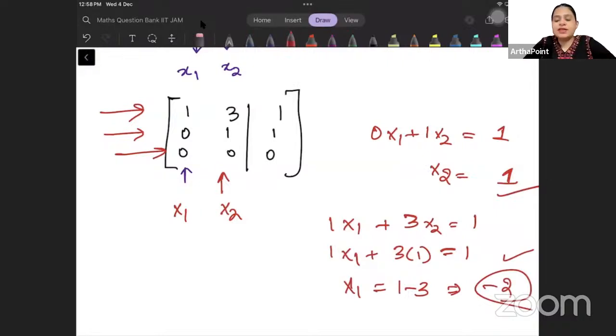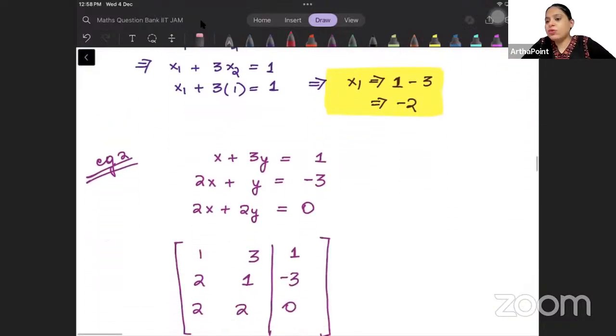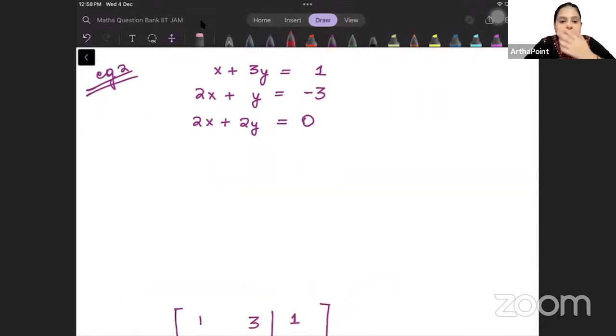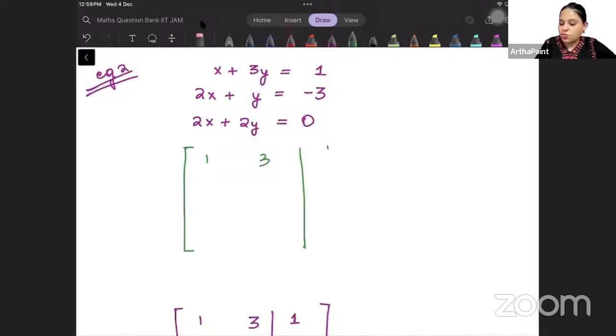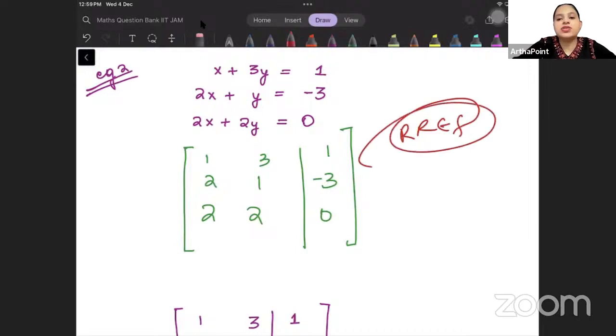Excuse me. This is what will happen in this case. Okay. Now let us go ahead to the next question. Try to take this one. So now what we are doing is, again, we will write this in the matrix form. 1, 3, 1, 2, 1, minus 3, 2, 2, 0. And we'll try to bring this in the RREF format.